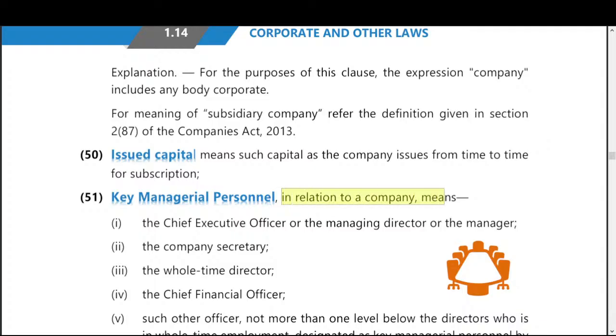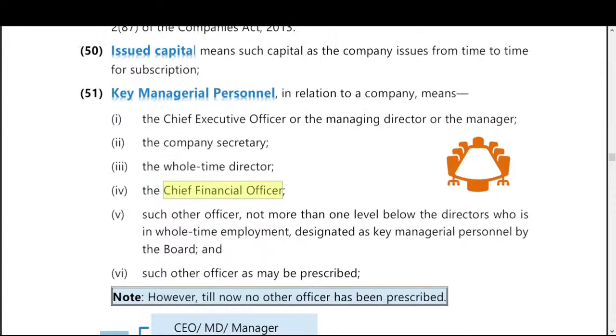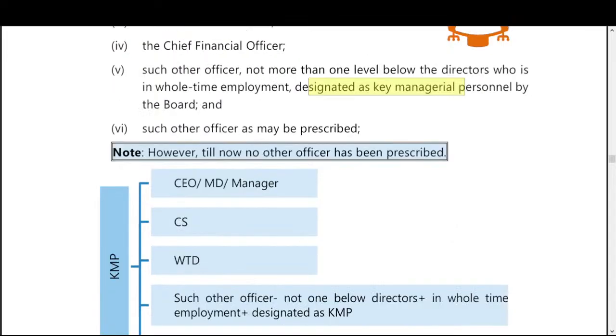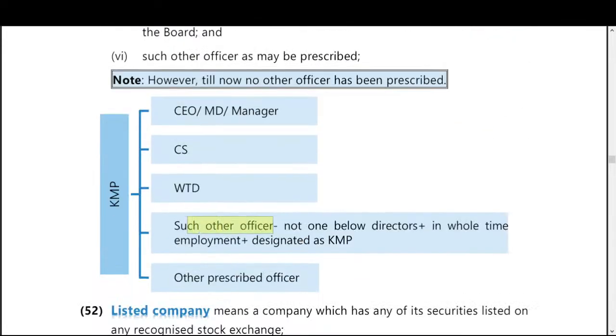Key managerial personnel, in relation to a company, means the chief executive officer or the managing director or the manager, the company secretary, the whole-time director, the chief financial officer, such other officer not more than one level below the directors who is in whole-time employment, designated as key managerial personnel by the board, and such other officers as may be prescribed. Note, however, till no other officer has been prescribed: CEO, MD, manager, company secretary, whole-time director, and such other officer not more than one level below directors who is in whole-time employment designated as KMP, key managerial personnel. Okay, other prescribed officer.